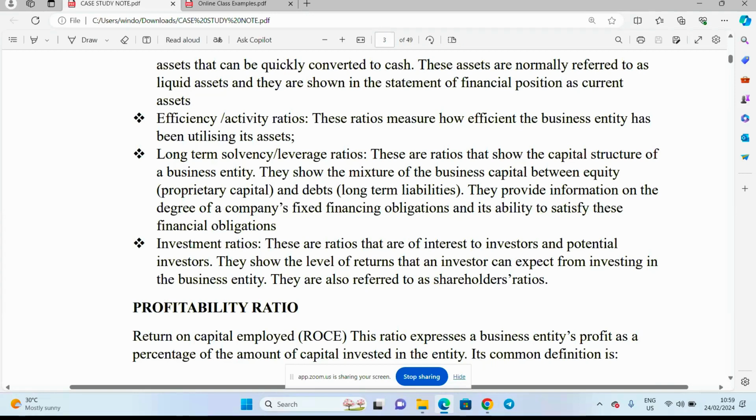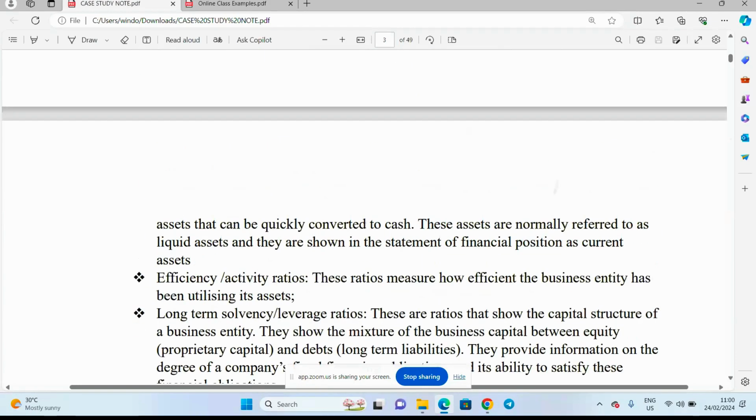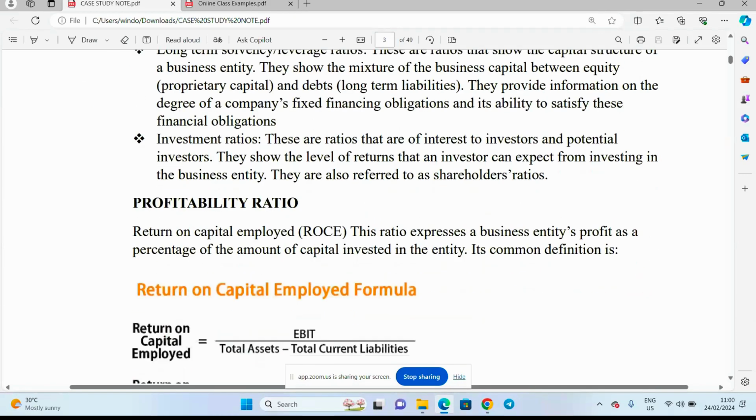So, what of long-term solvency and leverage ratio? This ratio shows the capital structure of a business. It shows the mixture of the business capital between equity, proprietary capital, debt, and long-term liability. They provide information on the degree of the company's fixed financing obligation and its ability to satisfy these obligations. Now, all these are for you to have the idea, to refresh your memory of ratio analysis. Nobody will ask you to define profitability ratio; rather you'll be asked to calculate, which is where we are going next.